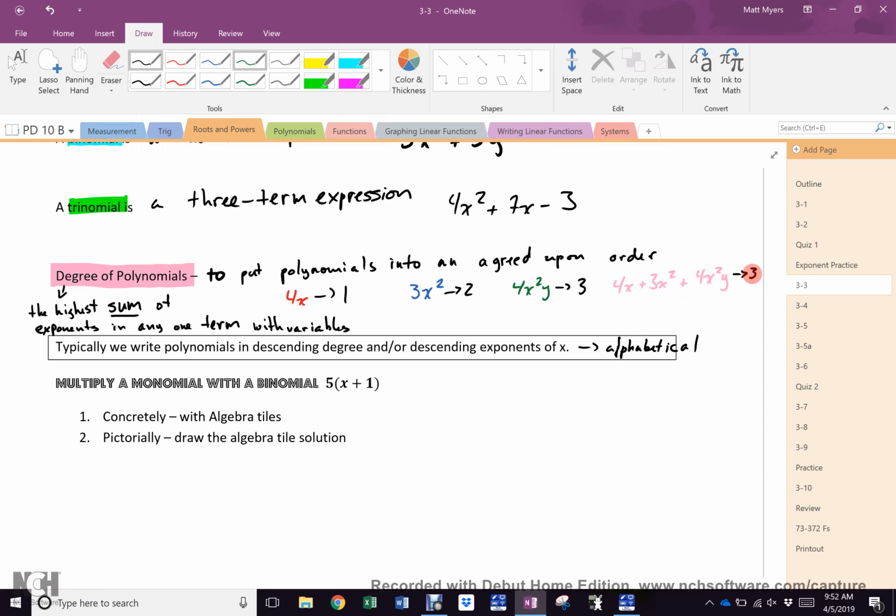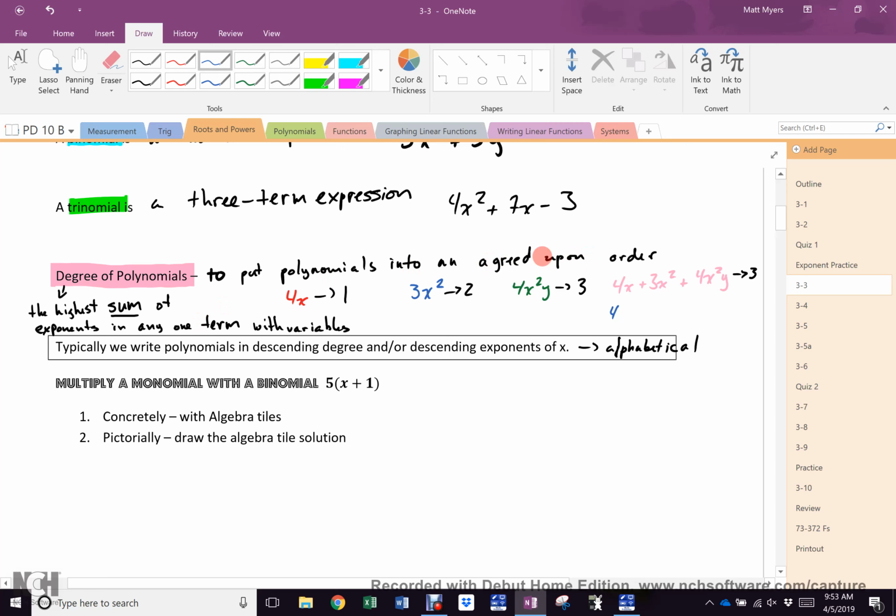Yes. Now, like I say, it becomes important later on, but in grade 10, the only thing we care about is writing it in, firstly, descending degree, and then we look at the exponents of x, or the first alphabetical letter. So what's the biggest degree here? 4x squared y, right?